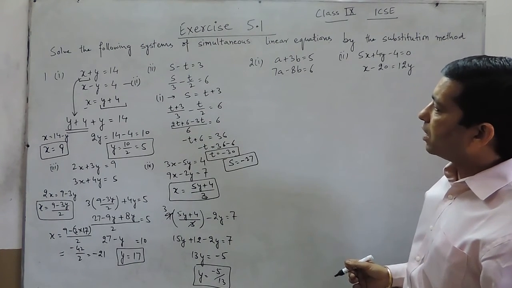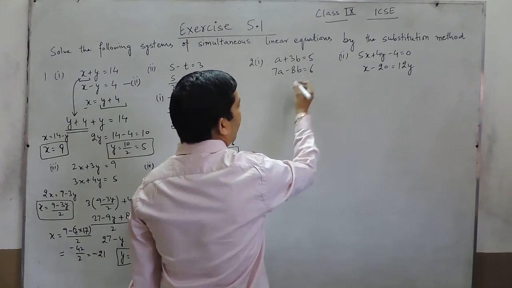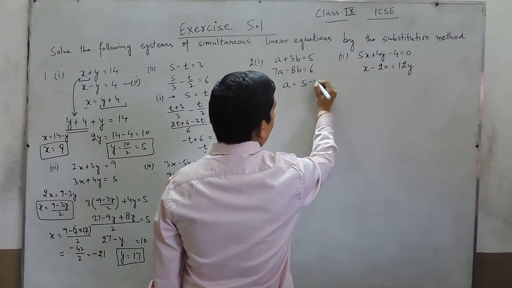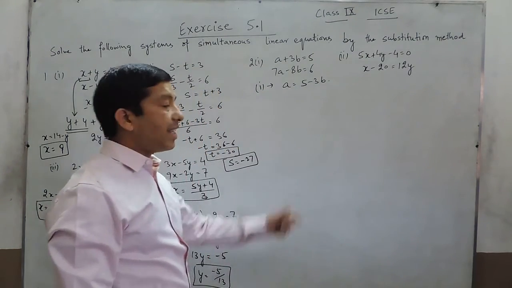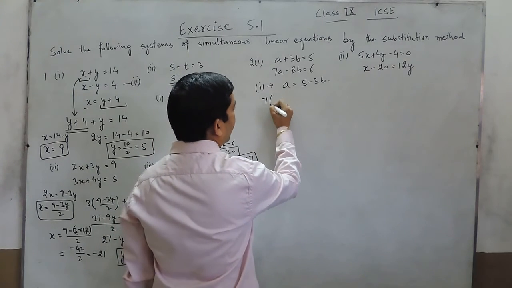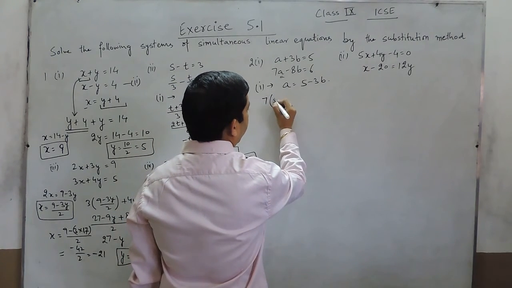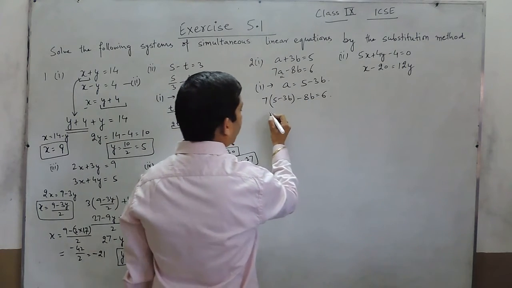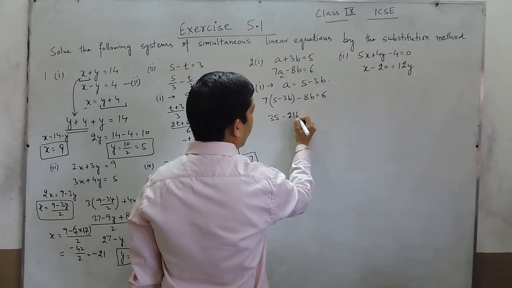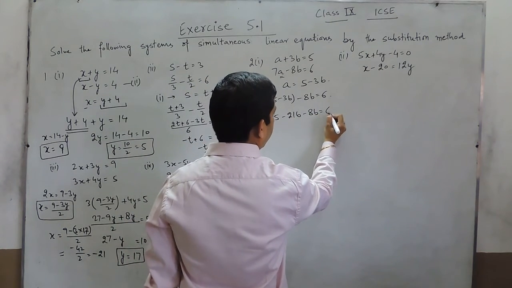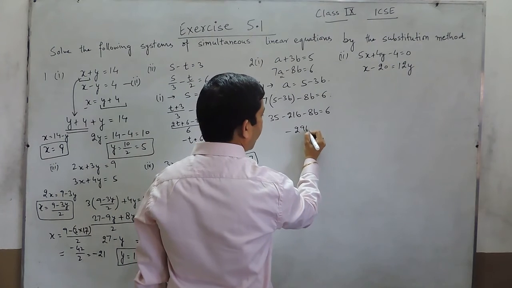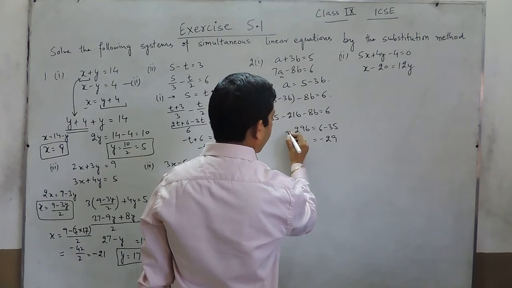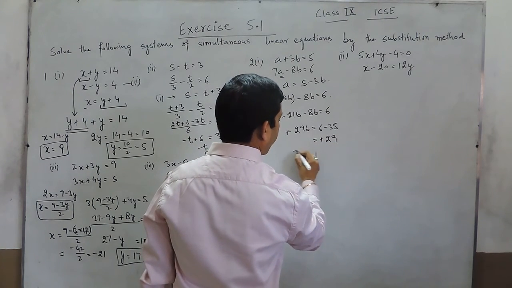Again, if we look at question number 2 part 1, from the first equation we can already say that the value of a will become 5 minus 3b. And this value we substitute in the second equation. When a is there, we are writing 5 minus 3b minus 8b is equal to 6. So this is 35 minus 21b minus 8b is equal to 6, minus 29b will become 6 minus 35, which is equal to minus 29. Cancel it out, same, b comes out to be 1.